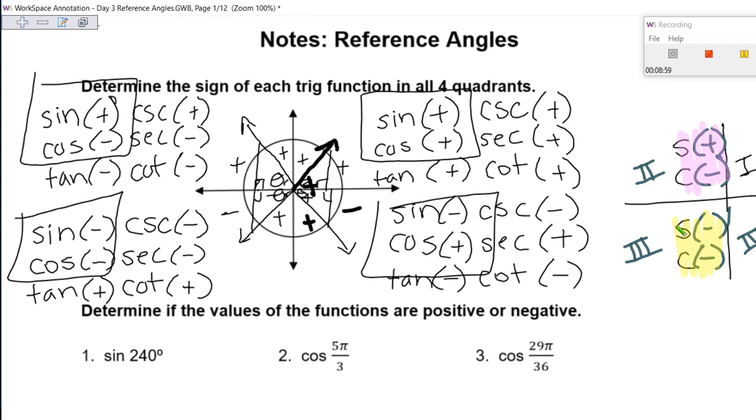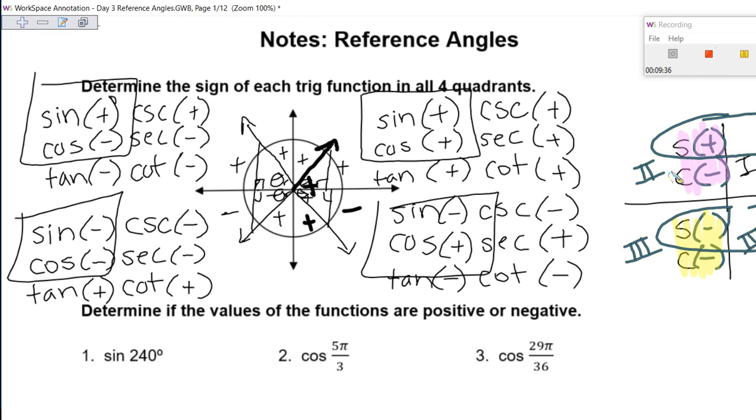And one final thing I want to point out is notice in quadrants 1 and 2, what do you notice about the sine? They're both positive, and then what about in quadrants 3 and 4? They're both negative. So that's some just little tidbits to help you remember that. So you do need to know that information.